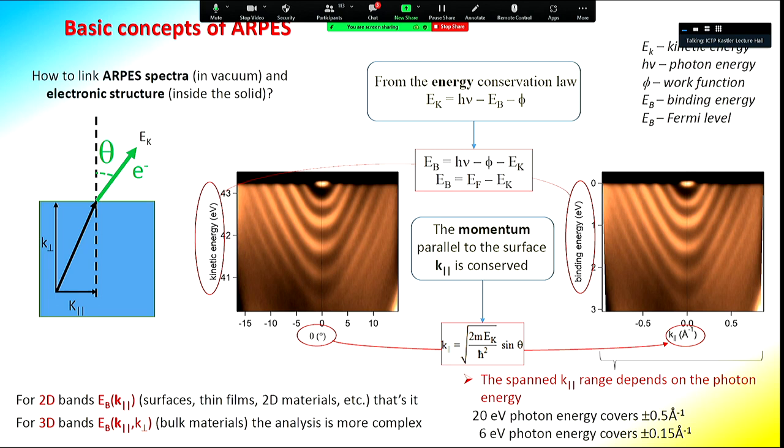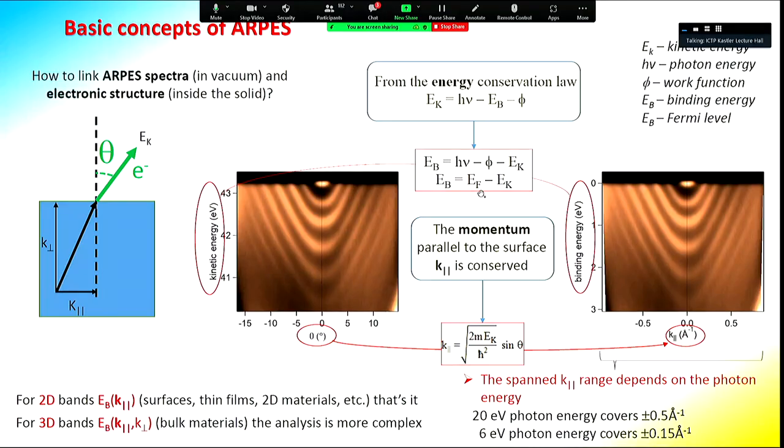to the bands inside the structure. For two-dimensional bands and simple systems, the relation is rather easy because the momentum of the electron parallel to the surface is conserved. So it can be directly converted from the angle using this formula. And the binding energy of the electrons can also be obtained from its kinetic energy using these simple relations.